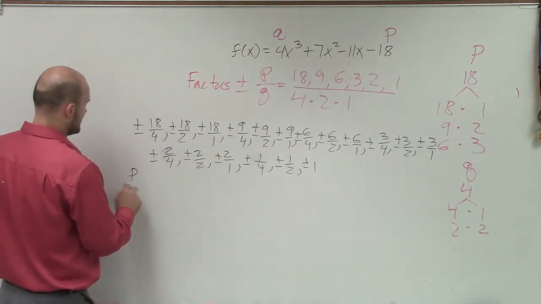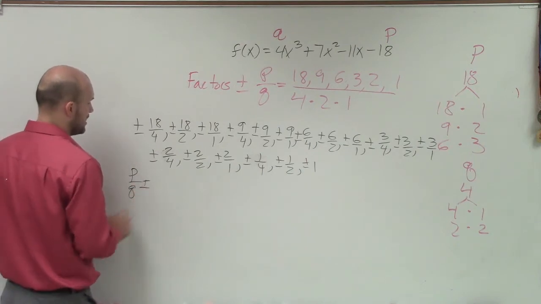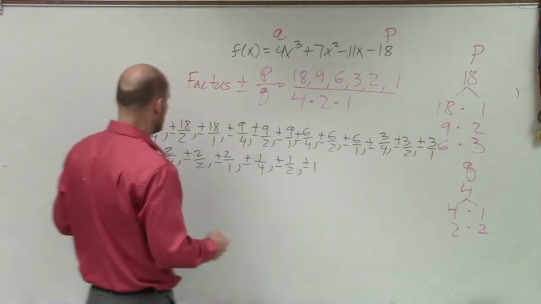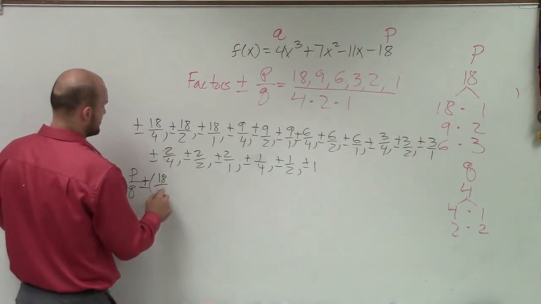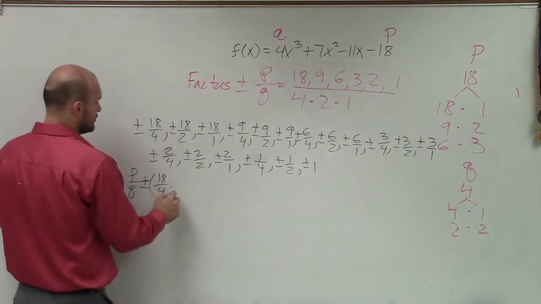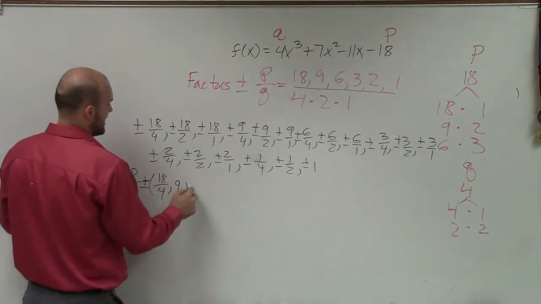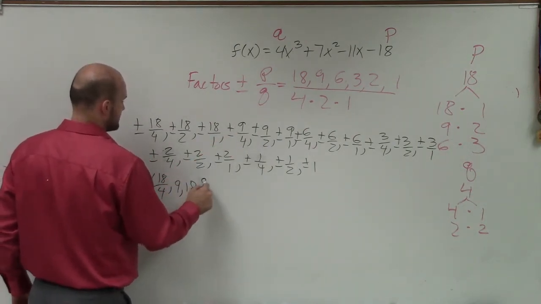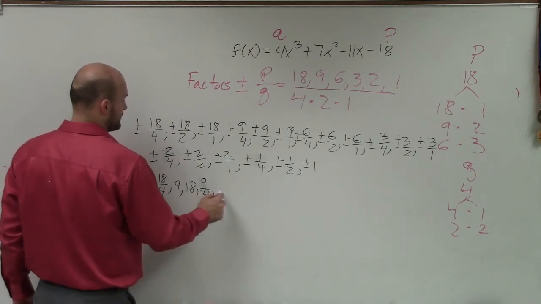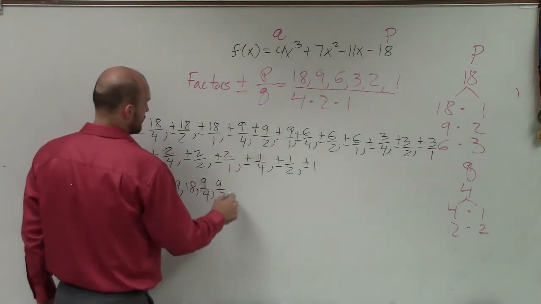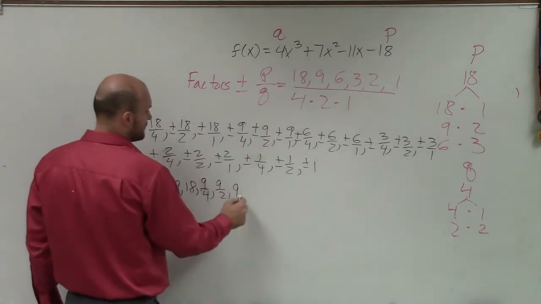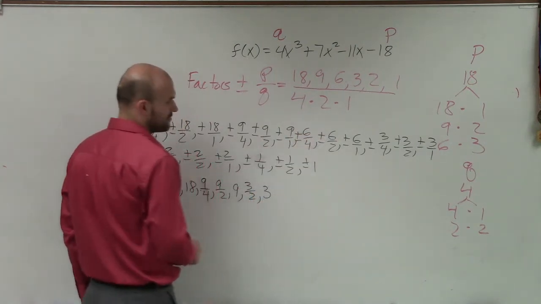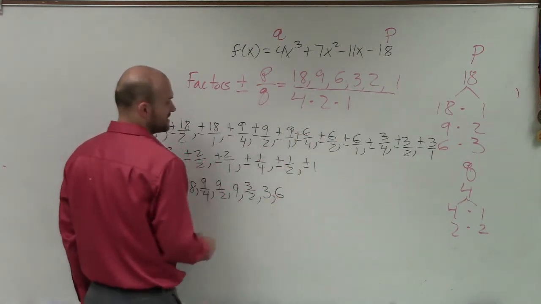So I'll just rewrite these. I wanted to write them all out with plus or minus, but you don't have to. If I just write plus or minus, I just need to make sure I understand that they're all going to be plus or minus. So 18 over 4, that can't be simplified, but we'll leave it as 18 over 4. 18 over 2, we can just leave as 9. Then we have 18. 9 over 4 cannot be reduced. So 9 over 4. Then we have 9 over 2. 9 over 1, we can just simplify as 9. 6 over 4, we can simplify into 3 halves. 6 over 2, we can simplify into 3. 6 over 1, we'll just write as 6.